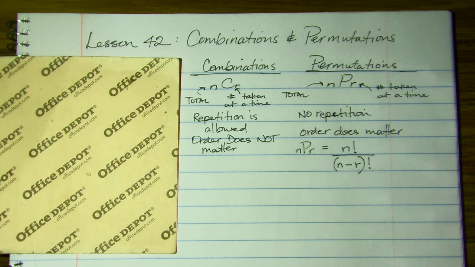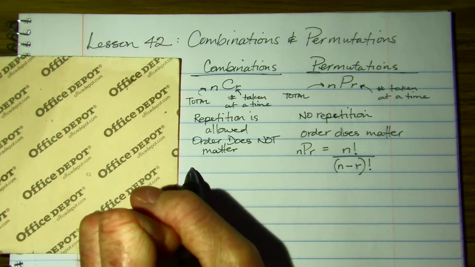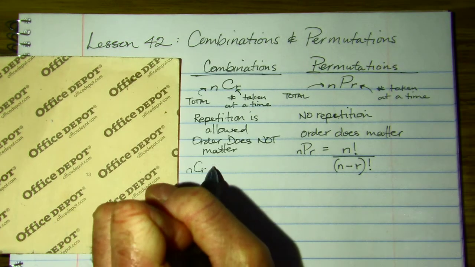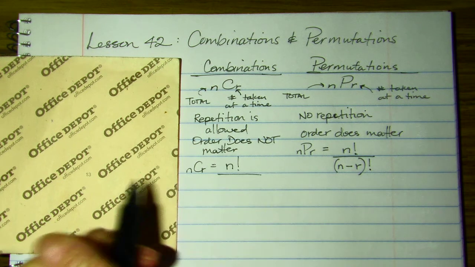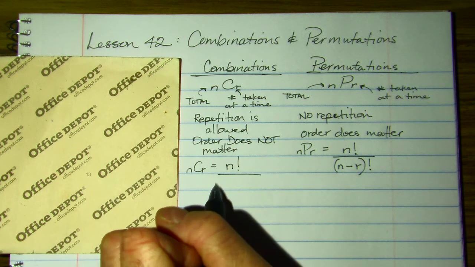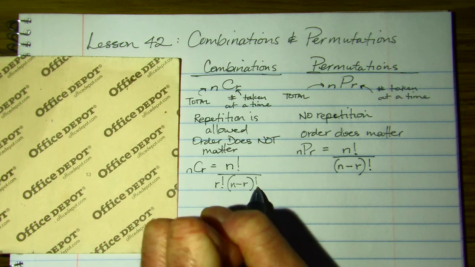The book also gives the formula for this one, if you're interested, or if you don't have a calculator near you. It's the total, or N factorial, divided by R factorial, and then the rest is the same as the other one, N minus R factorial.